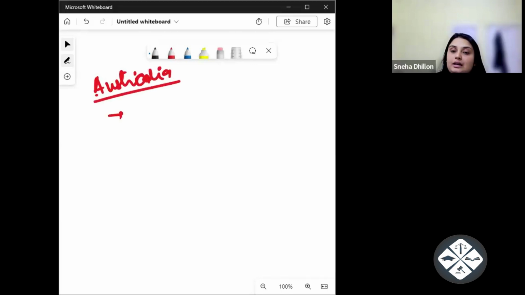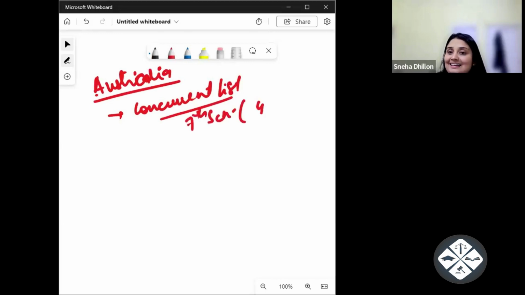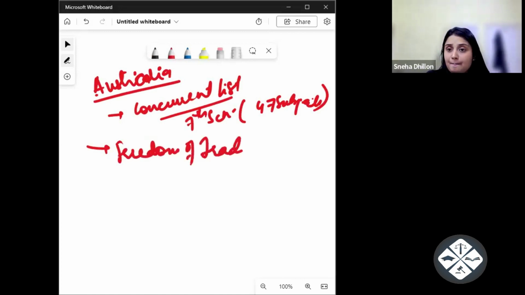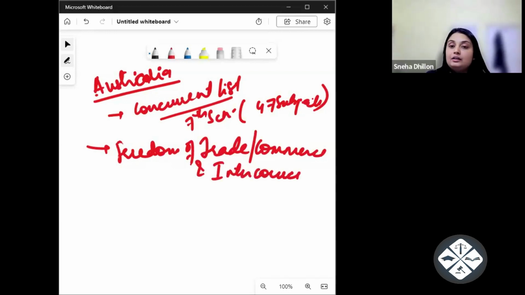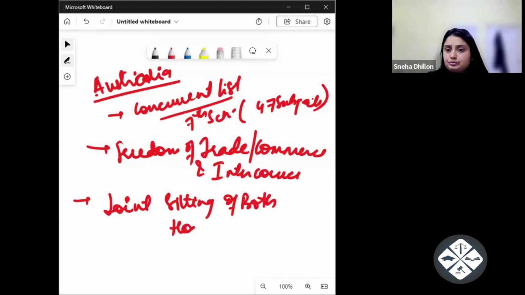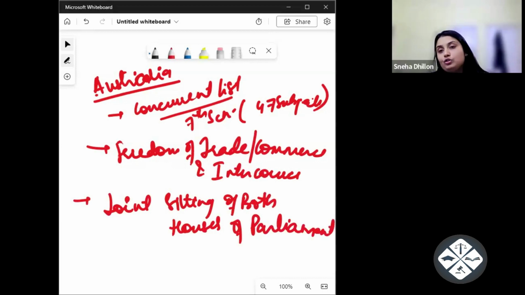We've taken this idea from Australia, and the thing that we've taken from Australia is the concurrent list. By the way, the concurrent list is in the 7th schedule of the Constitution, and it has 47 subjects in it. Then we've taken the concept of freedom of trade, the freedom of trade and commerce and intercourse, which has been taken by the Indian Constitution from Australia. Thirdly, the joint sitting of both houses of Parliament has also been taken from the Constitution of Australia.